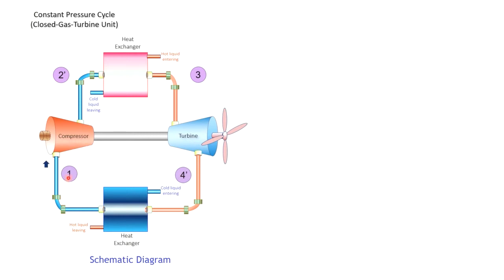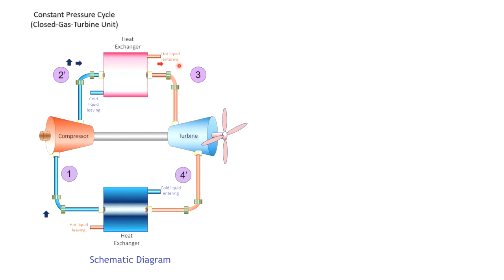Based on this, you can see it moves in a clockwise direction. First, air is sucked into the compressor, that means the compressor takes in air from the surroundings. Then it undergoes isentropic or adiabatic compression and is sent to the heater where heat is supplied to the air. The heater operates under a constant pressure process.